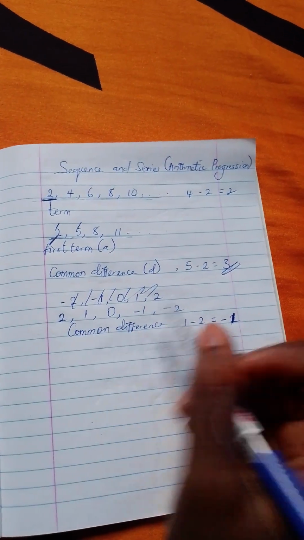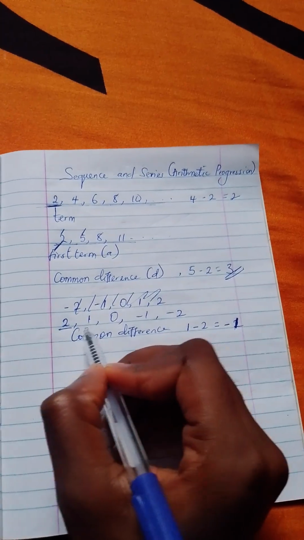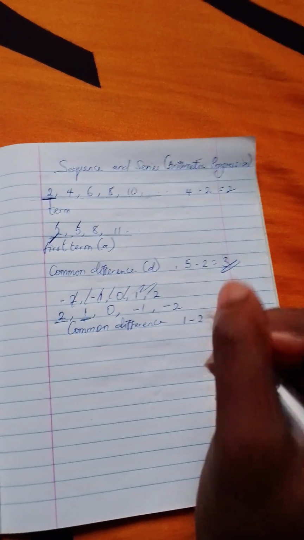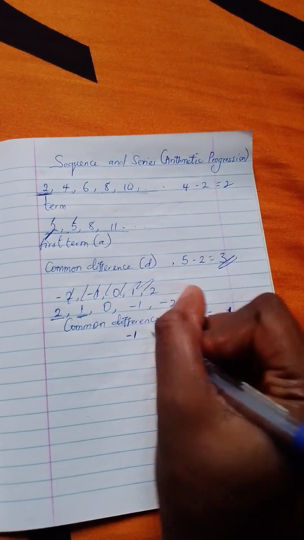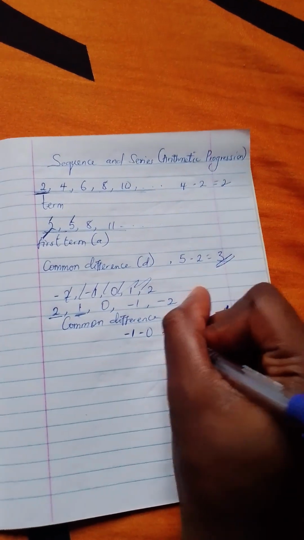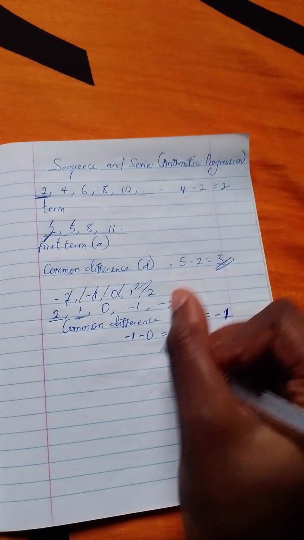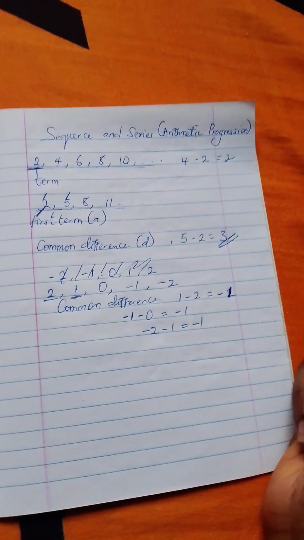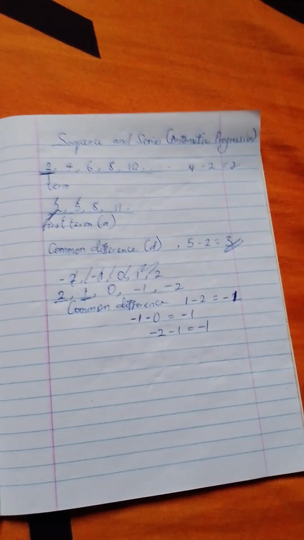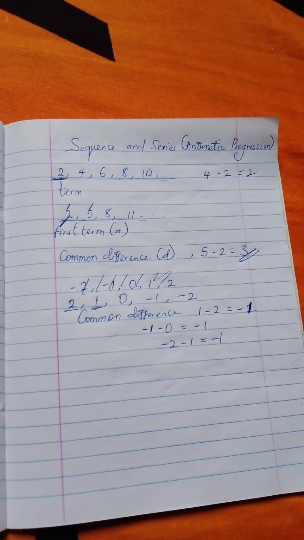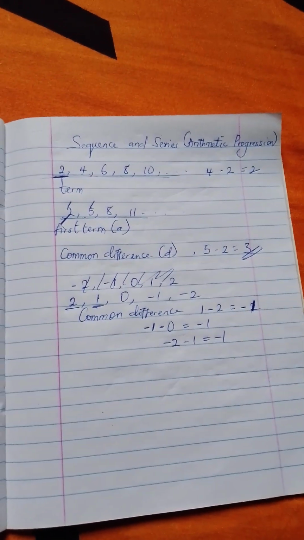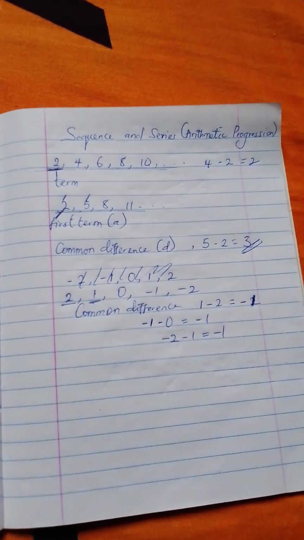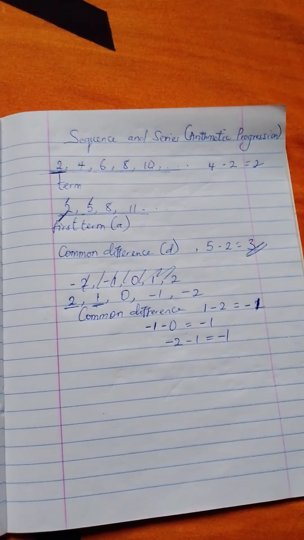For instance, here, I can decide not to use 2 and 1 to find the common difference. I can do minus 1 minus 0, and I'm still going to get minus 1. I can as well do minus 2 minus 1, and I'm still going to get minus 1. So you can make use of any of the terms in the sequence as long as it is the two terms following each other. I hope you understand that.